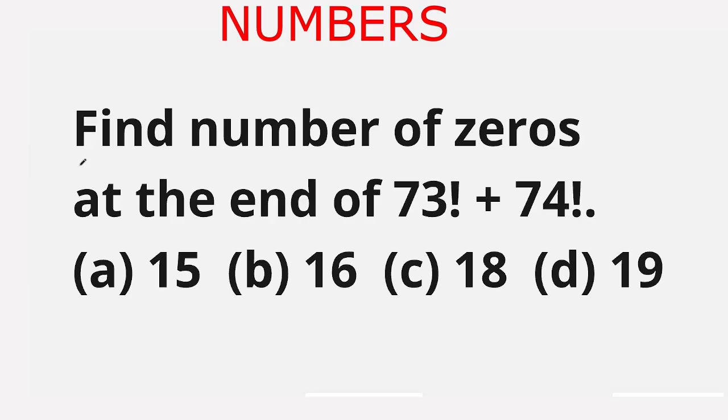Our question is, find the number of zeros at the end of 73 factorial plus 74 factorial. The given options are option A 15, option B 16, option C 18, option D 19.